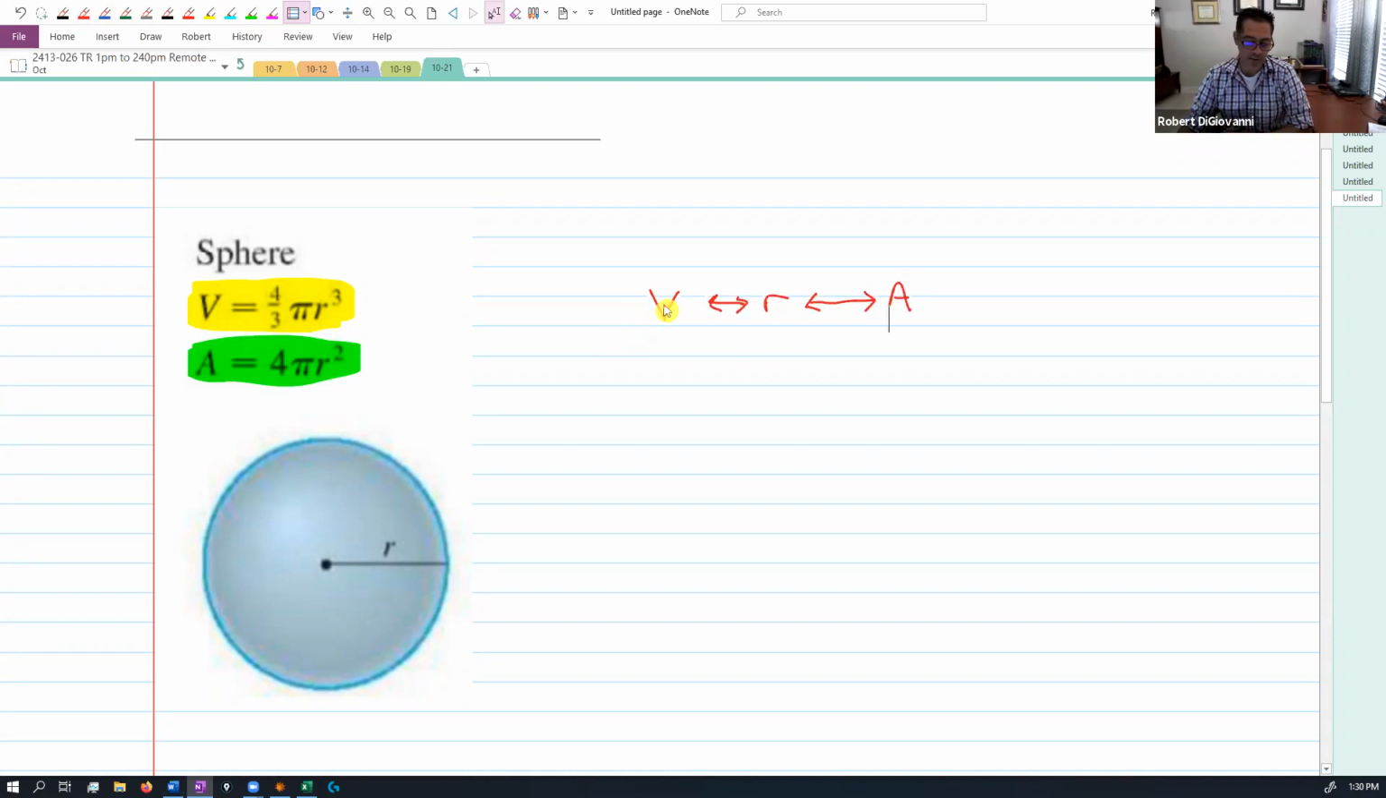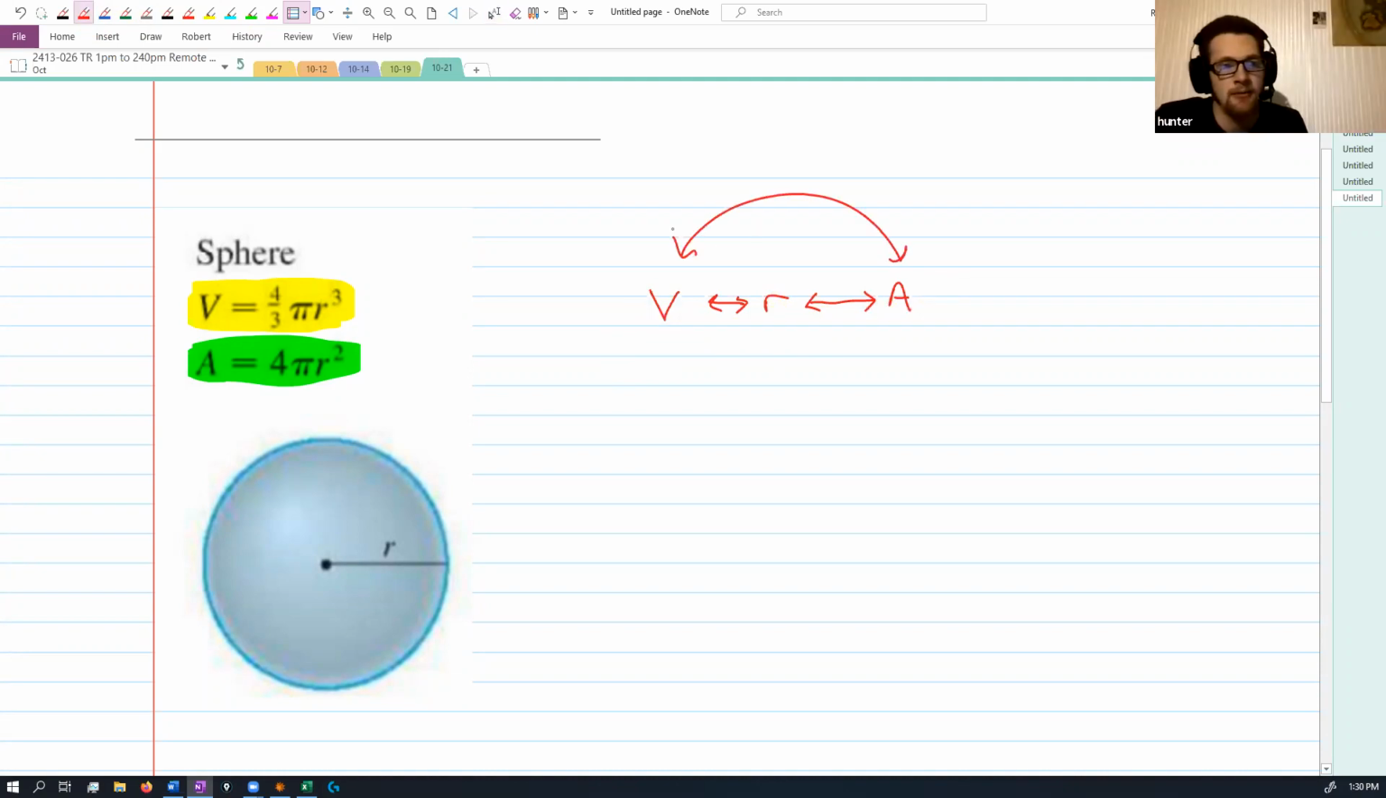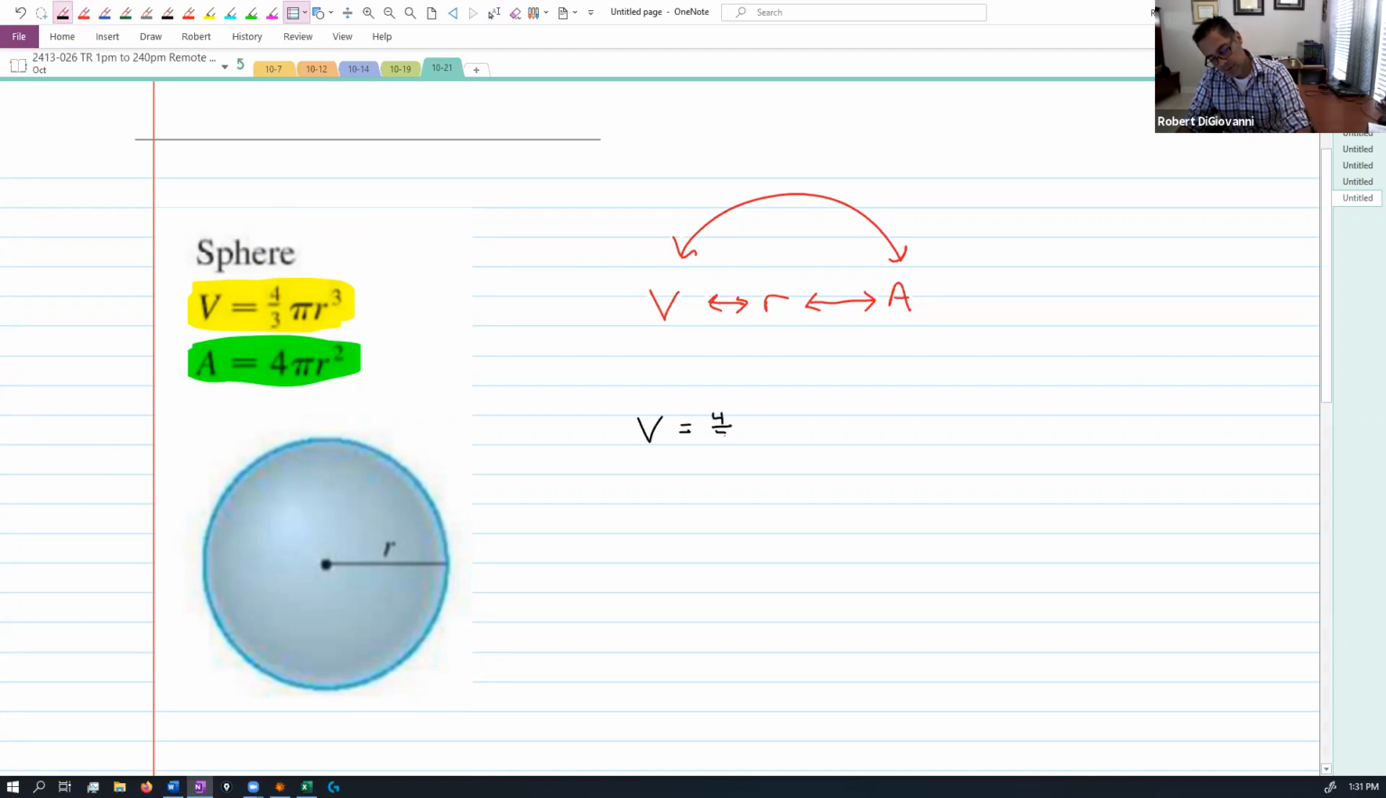So if there's a way to get from V to R and there's a way to get from R to A, then there should be a way to get from V to A, right? Yeah, I think we basically just want to solve that first one for R and then substitute that in the second one, correct? Exactly. So we can take either one of these equations. Let's just take the first equation, V equals 4/3 pi R cubed, and solve it for R.